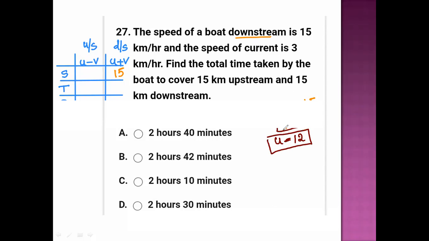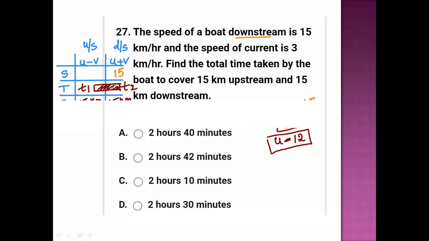Find the total time taken by the boat to cover 15 kilometer upstream, as well as 15 kilometer downstream. So what is the total time? Suppose this is T1 for one part and this is T2, he is asking for the total time.